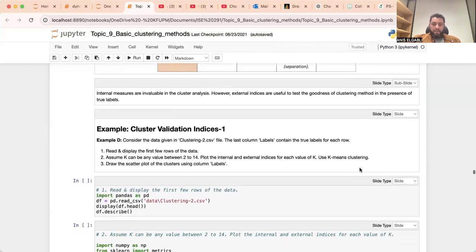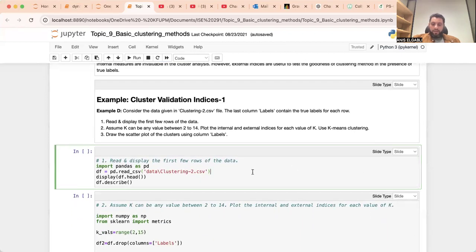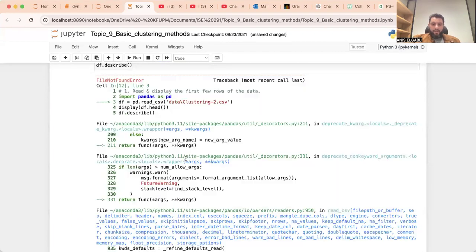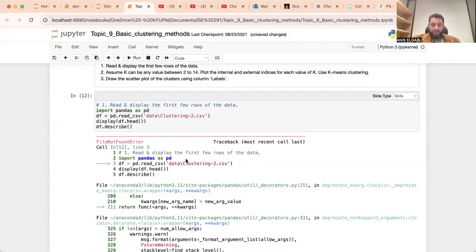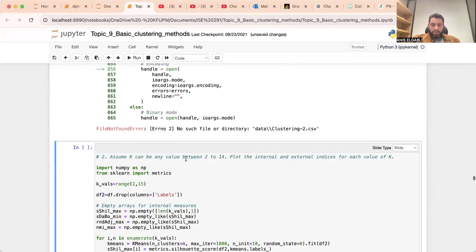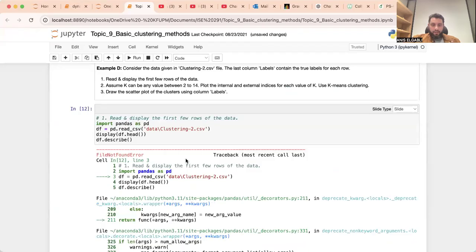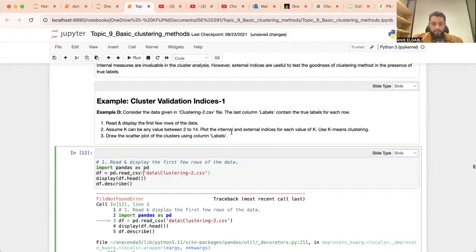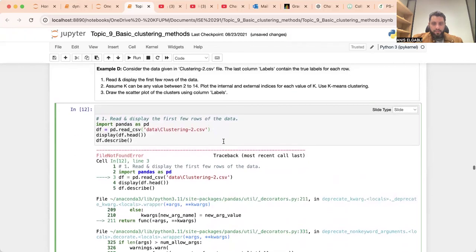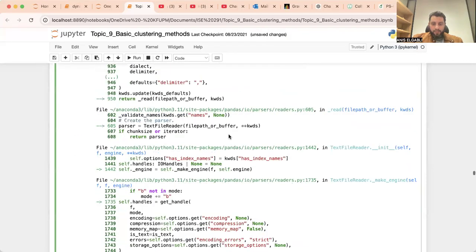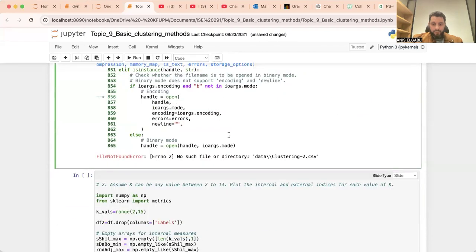Okay, let's look at this example here. We're going to load the data of this file. Okay. We have an error here. What was the error? Clustering, why is that not there? That's so weird. Let me check. No such file or directory.